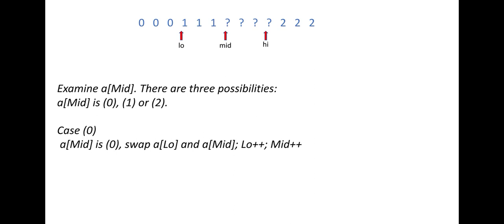Case 0, that is if a of mid is 0. If a of mid is 0, we would swap a of low and a of mid and then increment low by 1 and mid by 1. You can see after swapping and incrementing we get the following array. In this we have swapped a of mid with a of low, as well as incremented low and mid by 1.